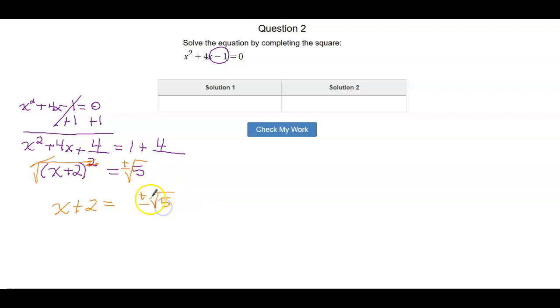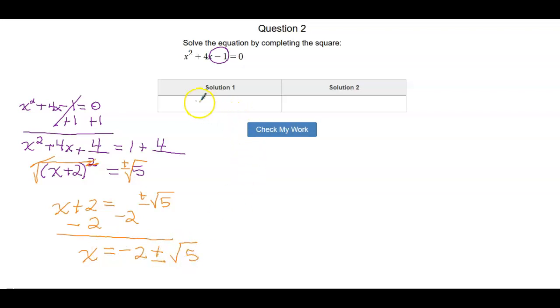And we're just going to leave it like this. We like the exact answer better than an estimation, so we don't want to change this to a decimal, which would be the estimated answer. And then we have to get x by itself, so we're going to subtract 2 from both sides. And remember, you can't subtract 2 from 5 because this isn't really 5, it's the square root of 5. We don't know what that decimal is. So we have x is equal to negative 2 plus or minus the square root of 5.